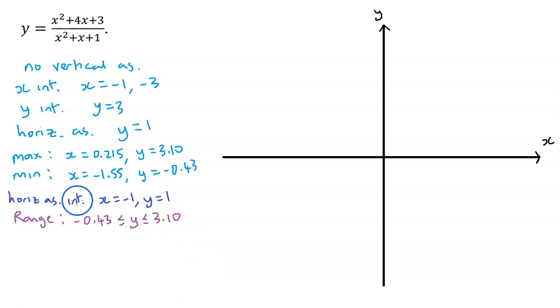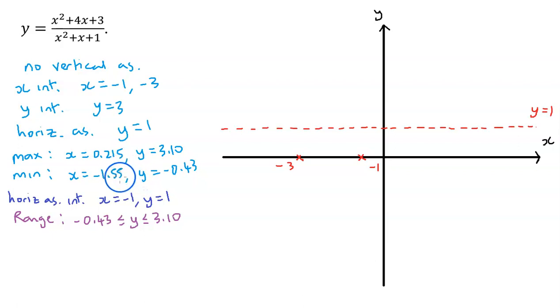Okay, so here we go. Looking at all these details, we have a horizontal asymptote at y equals 1. And we have x-intercepts at x equals -1 and -3. So -1 and -2, -3. And there's no vertical asymptotes.